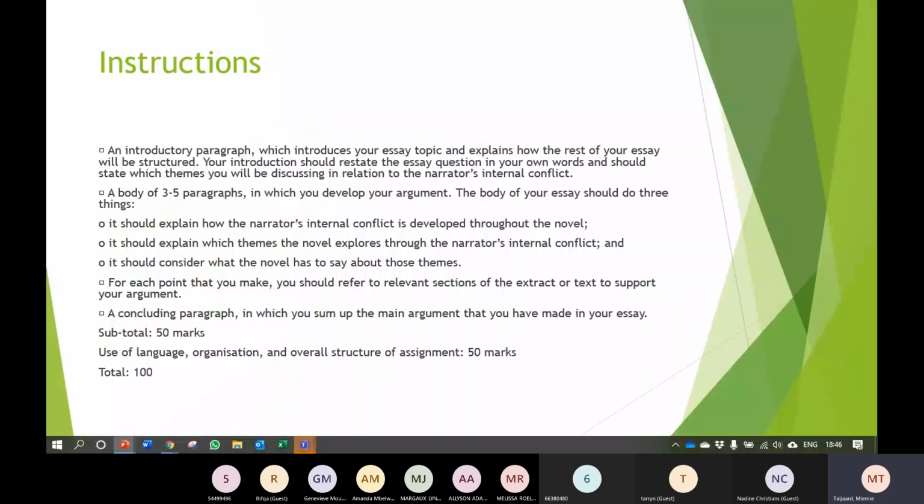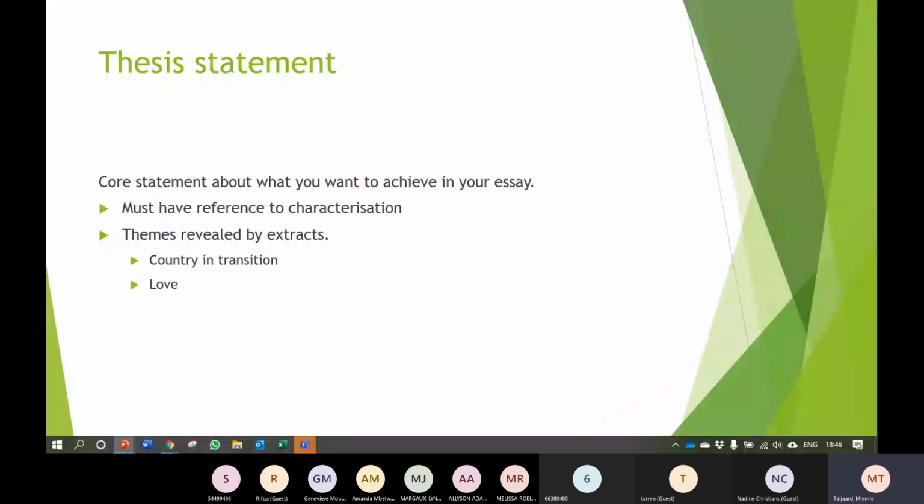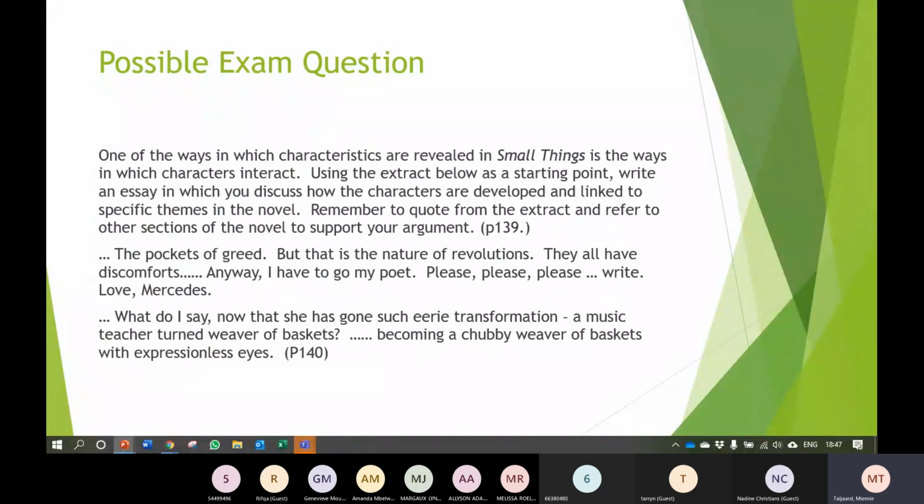Now, I want you to have a look at the thesis statement. It's a core statement about what you want to achieve in your essay. So your thesis statement will refer to characterization and the themes revealed by the extracts. If you look at it, the pockets of greed, but that is the nature of revolutions. They all have discomforts. Mercedes is writing to the narrator, telling him about how difficult life is in Cuba now that they are back. And that is a reference to the theme of a country in transition, a country growing into a democracy.